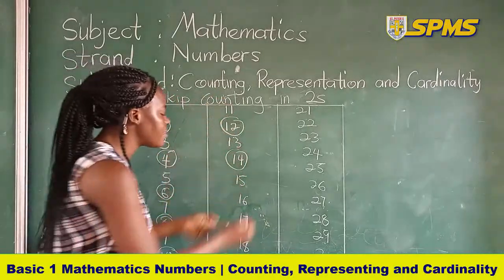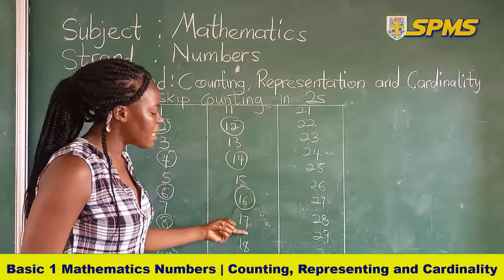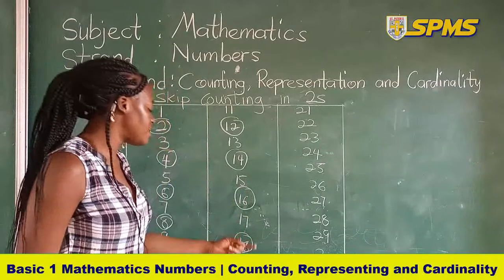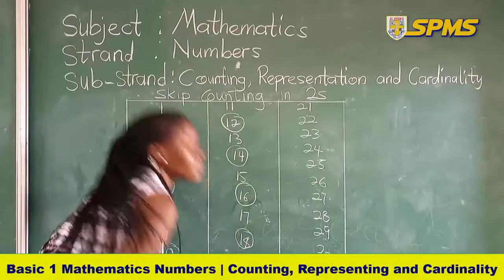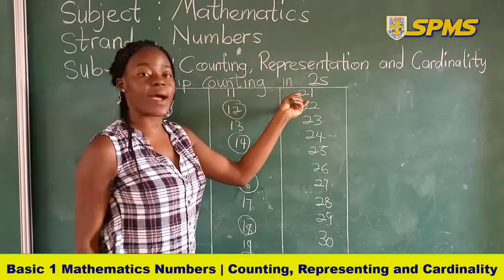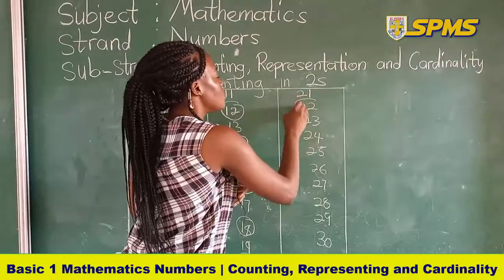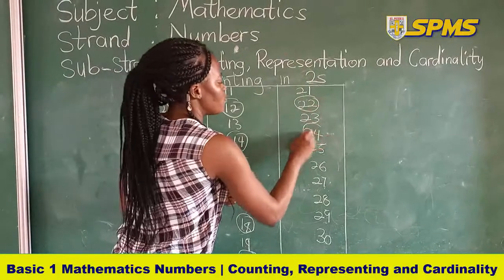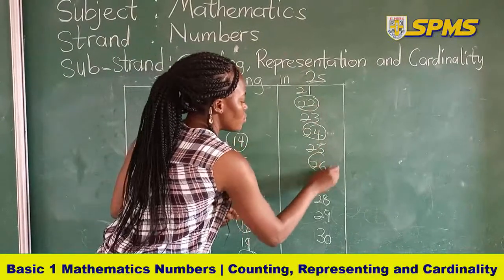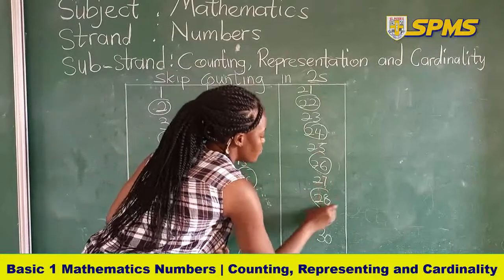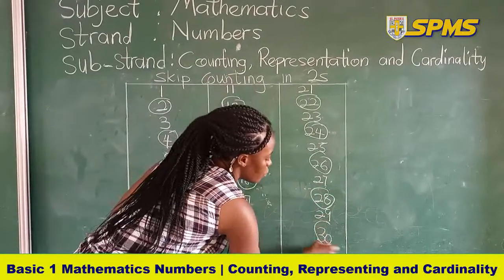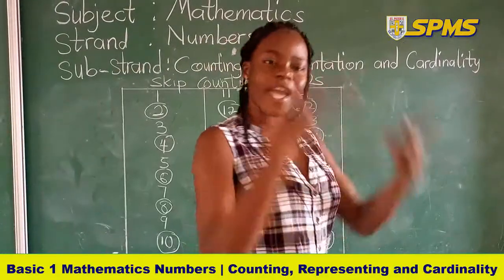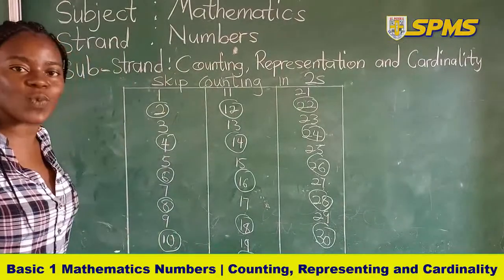15, next number, 16. 17, next number, 18. 19, next number, 20. Then we move on. 21, no, 22. You skipped 1, 2. Good. So we've tried to what? To skip in 2s.